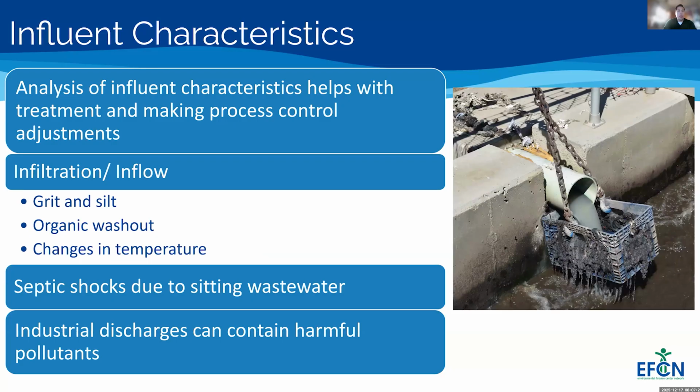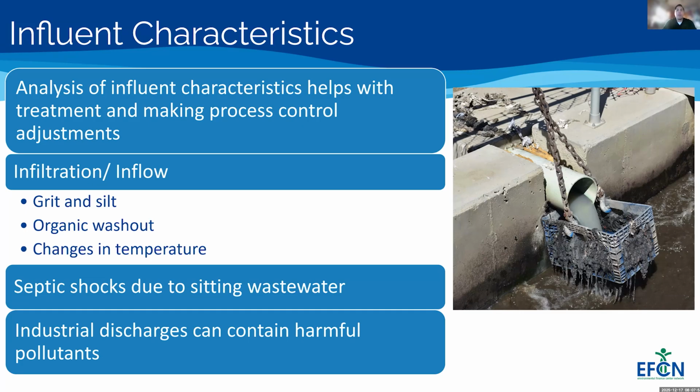So the first thing we monitor in relation to our activated sludge, to understand what process changes go into it, is our influent characteristics. It is important to understand the physical and chemical makeup of the influent that will be treated by the activated sludge process. Analysis of our influent characteristics helps with treatment and making process control adjustments.